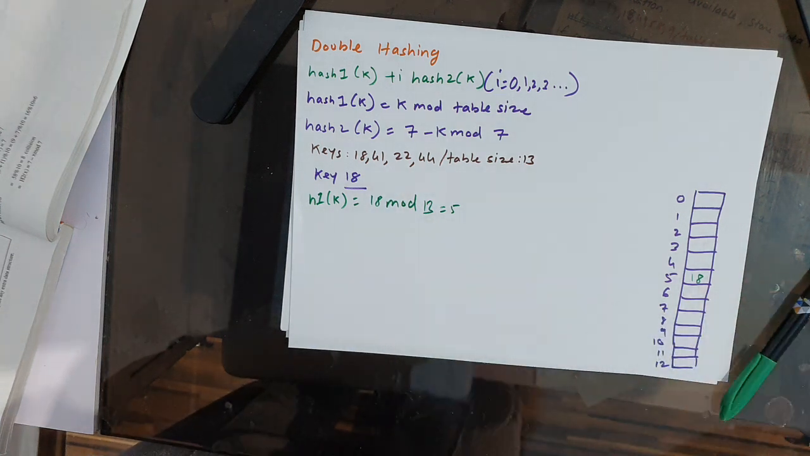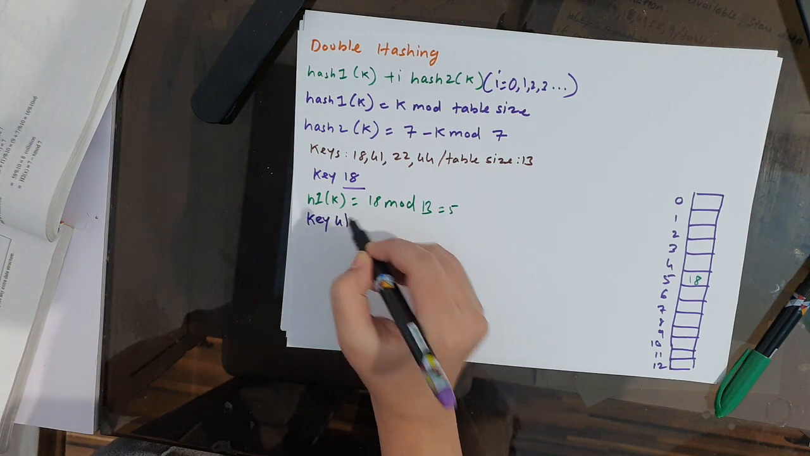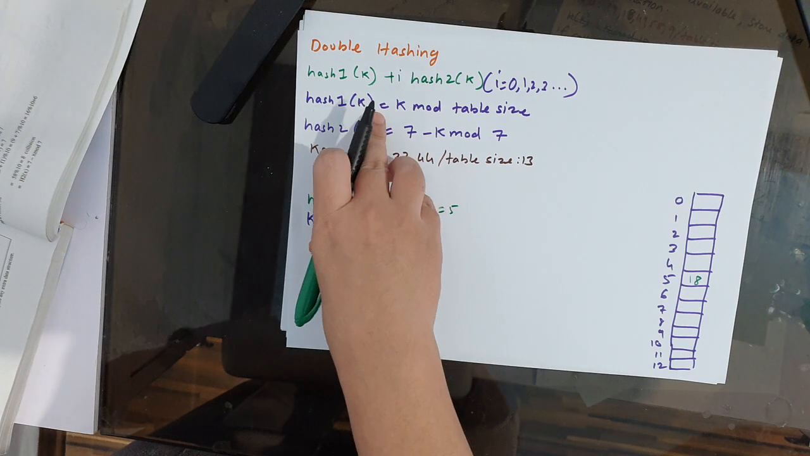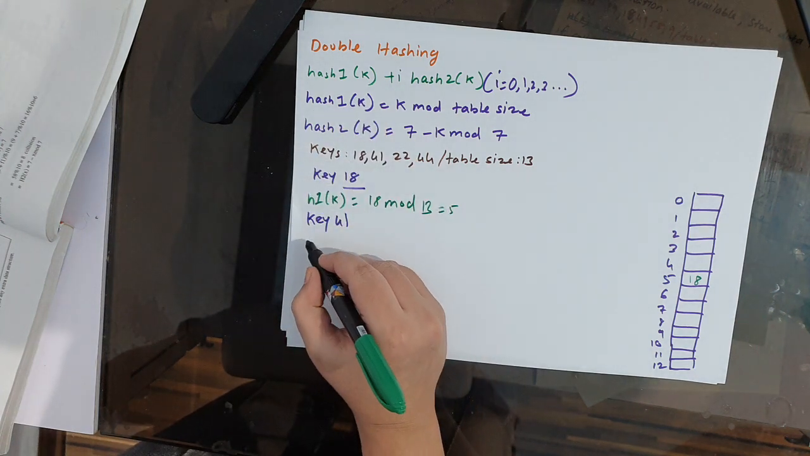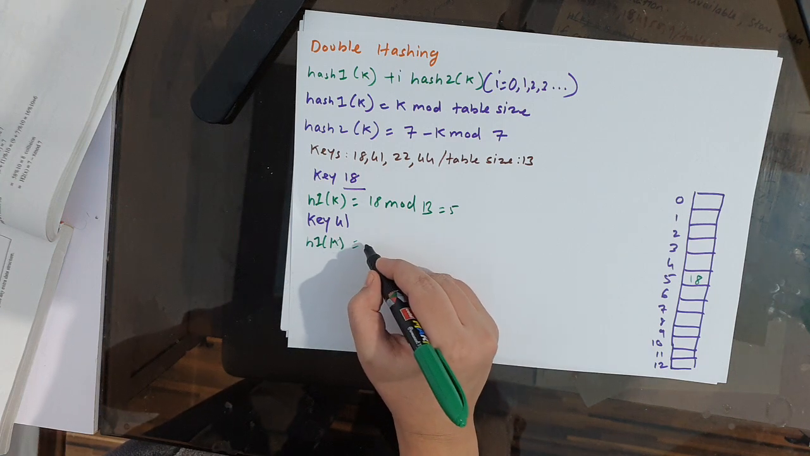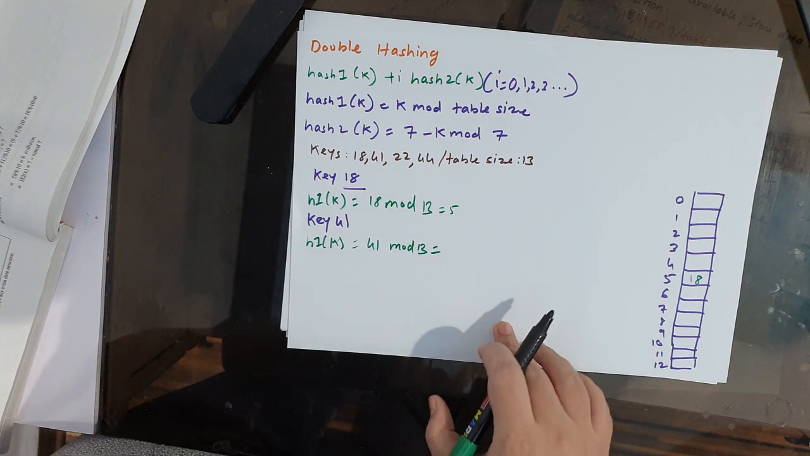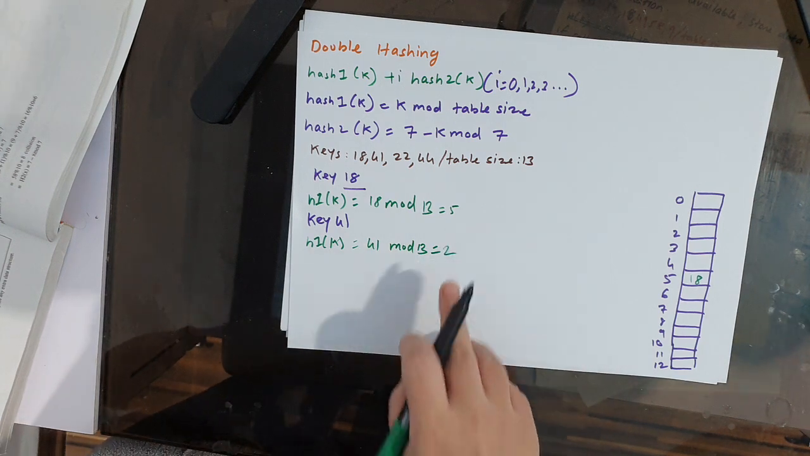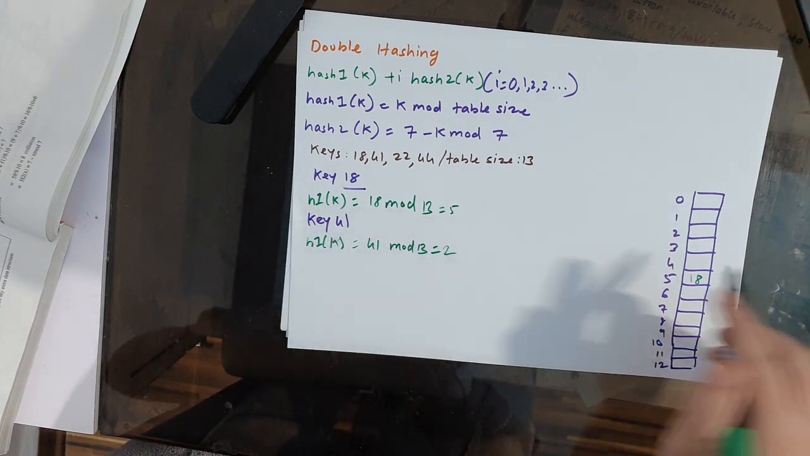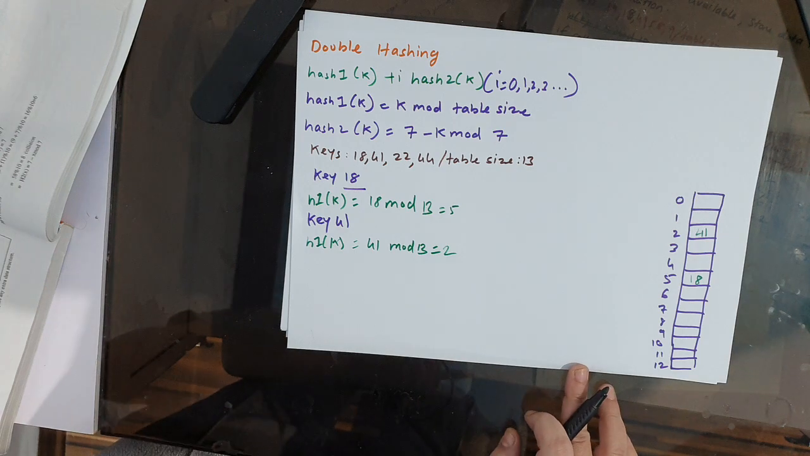So we go to the next key, which is 41. Let's find the hash value for it using the first hash function. It is 41 mod 13. The answer for that will be 2. Is 2 empty? Yes, 2 is empty. So we can put the value 41 right there. So let's put 41 in location 2.